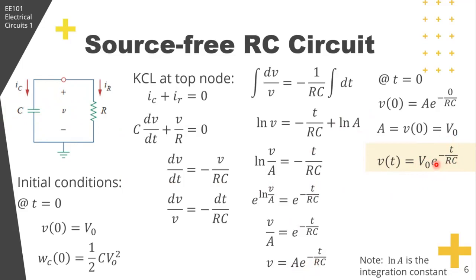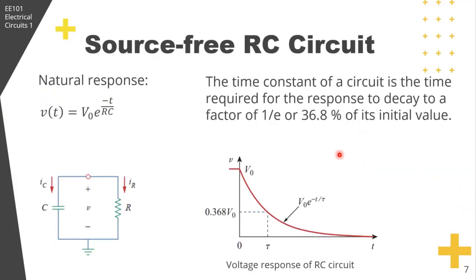And as you can see, e to the negative t over rc is an exponential function. Since it is negative, it decays through time; as time goes on, it disappears. Since this response of the circuit is due to the initial energy stored and the physical characteristics of the circuit, and not due to some external voltage or current source, we call it the natural response of the circuit.